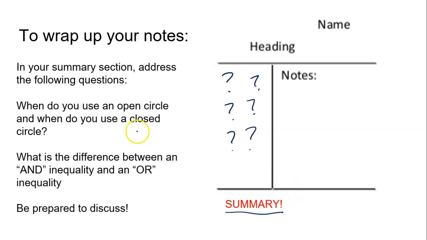Then for your summary, it says when do you use an open circle and when do you use a closed circle? So let's think that through. I use an open circle when I have less thans or greater thans. I use a closed circle when I have less than or equal to or greater than or equal to. And then it says, what is the difference between an and inequality and an or inequality? I'm going to have you write the answer to that summary, and then we're going to discuss here in a few minutes.